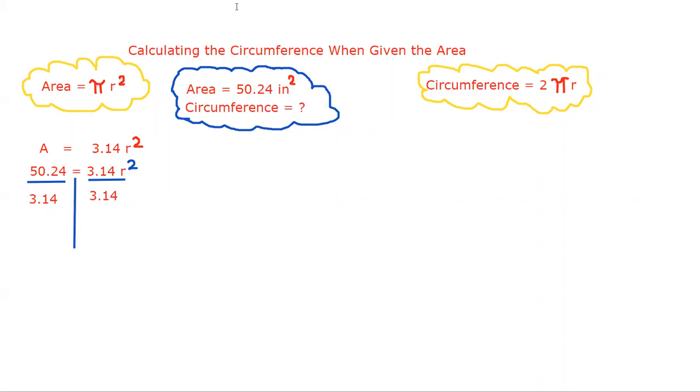That's going to allow me to cancel out 3.14 divided by 3.14 is 1, canceled out, leaves me with an r squared on the right side of our equation. Equals, and then 50 and 24/100 divided by 3.14, that gives you 16.